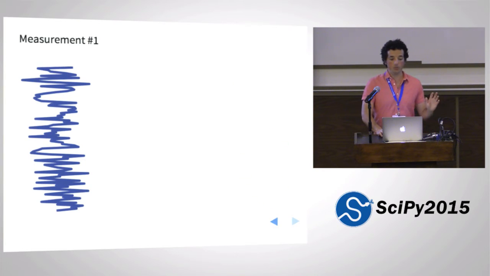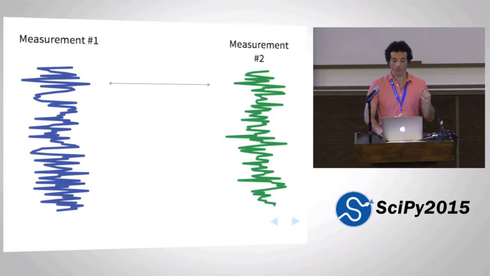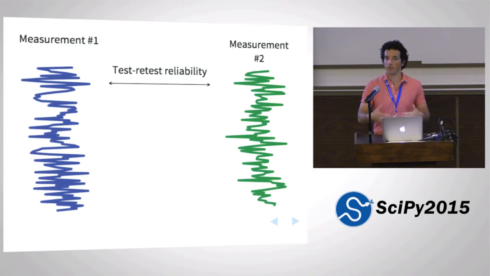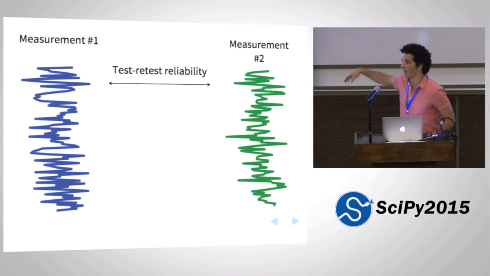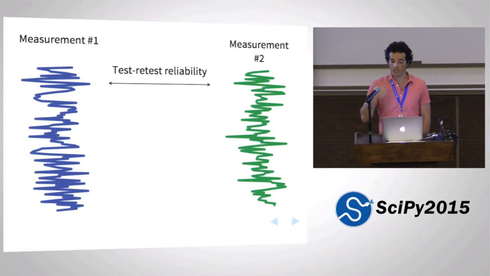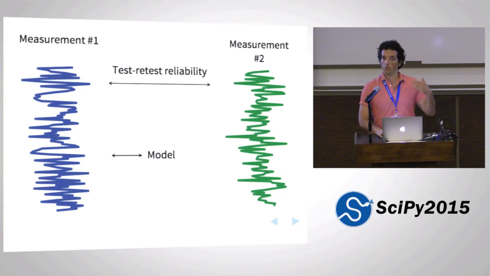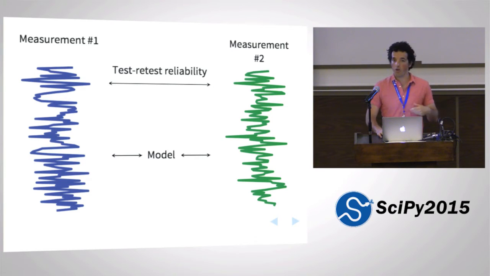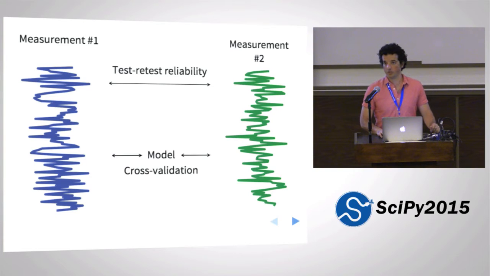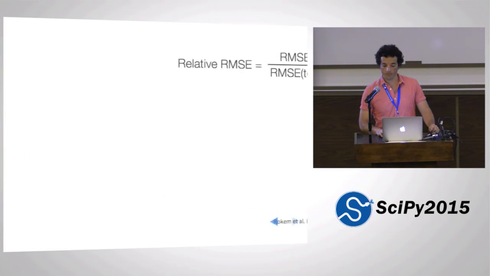The idea behind cross-validation is that you make two measurements, and you can compare the two measurements to each other to get an estimate of test-retest reliability. So here, for example, we have a measurement, again, 150 different directions in one single location in the brain, one single voxel. And the difference between these is an index of test-retest reliability. Another way to compare these two signals is to first estimate a model on one of these signals and then compare the model predictions to the second measurement. And we call that cross-validation.